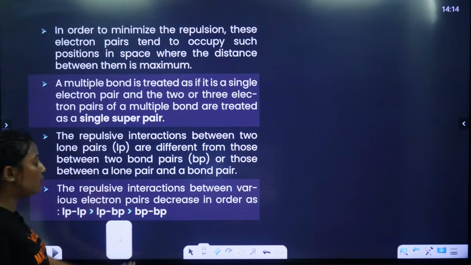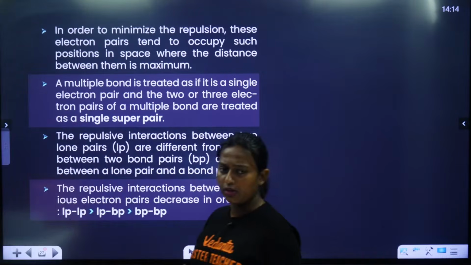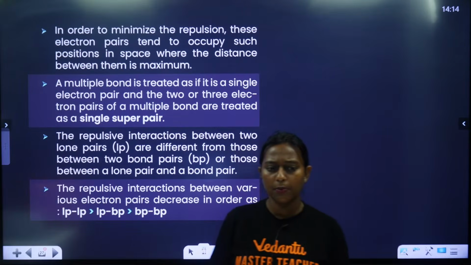Then we move to the next point. What can we do to minimize the repulsion?